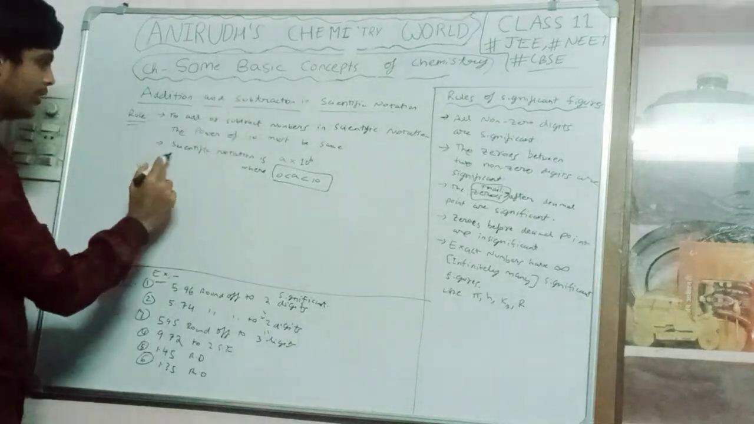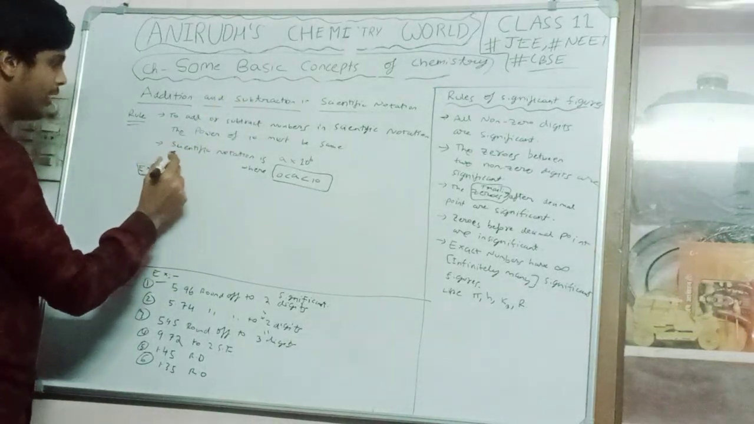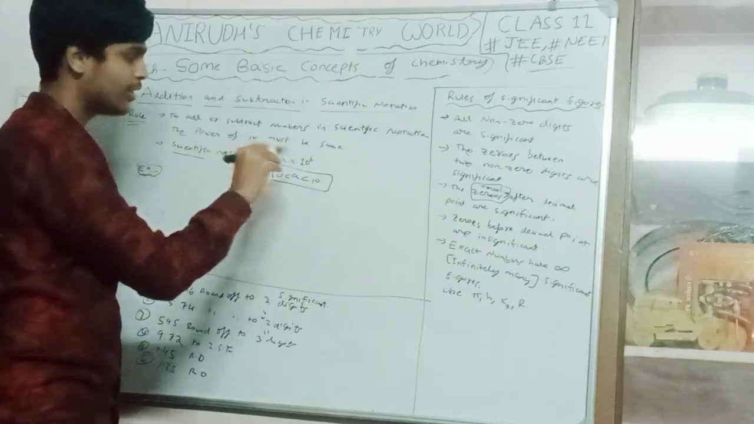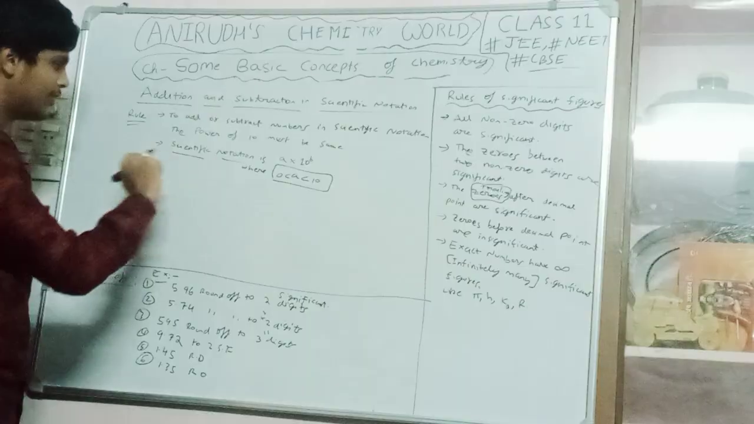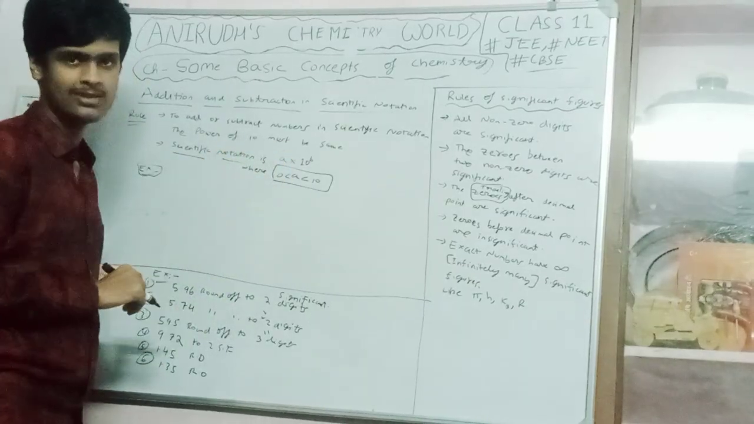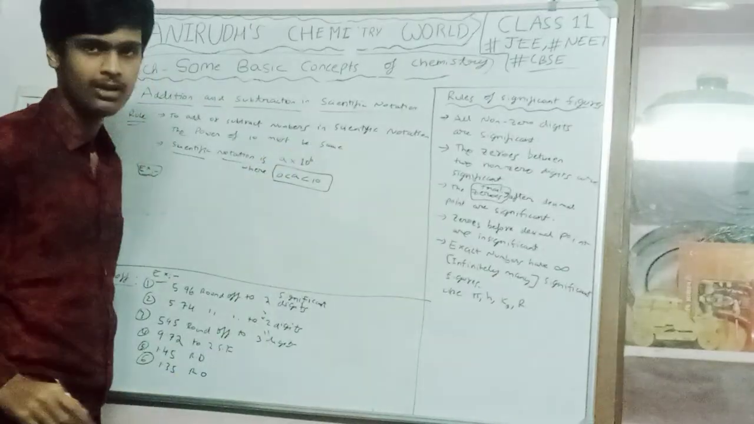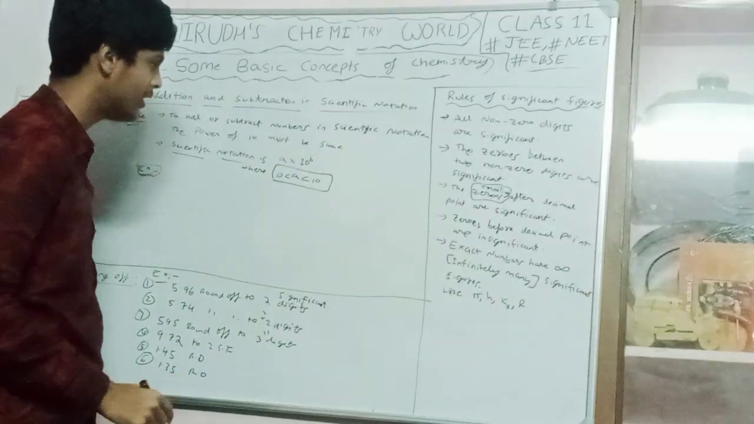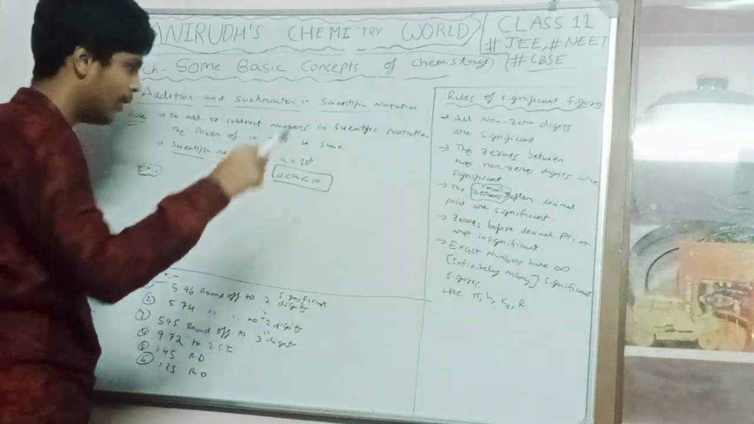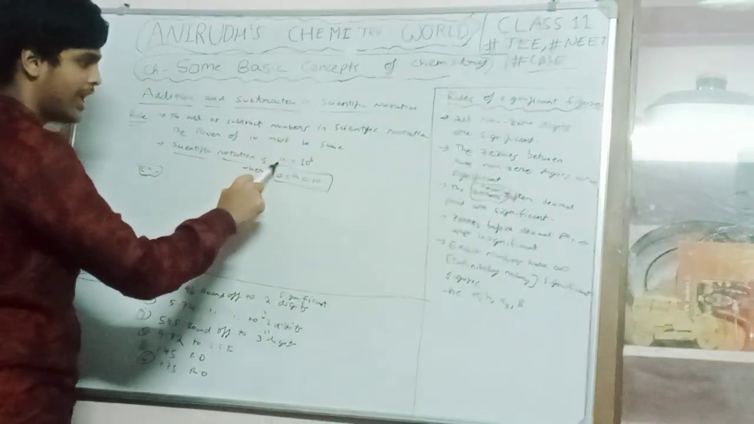Okay, what is scientific notation? Let us just focus at this point. Scientific notation is nothing but a into 10 to the power of b, where a is the base and b is the order of magnitude. I previously told this. If you have any doubt, you just rewind the video. b is the order of magnitude, a is the base.